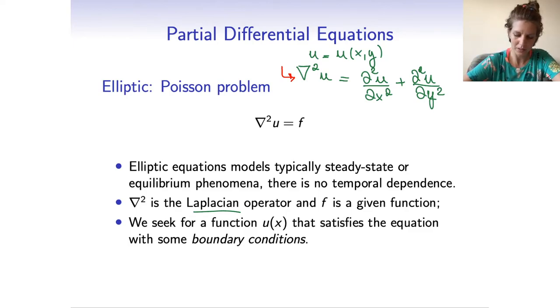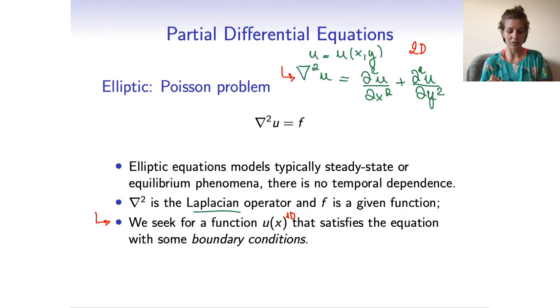So we seek a function u of x, or it could be u of x and y if it's 2D. So here is a 2D problem, and u of x is if it's 1D. We seek a function u of x that satisfies the equation with some boundary conditions. As we have seen before, it could be Dirichlet or Neumann, okay?